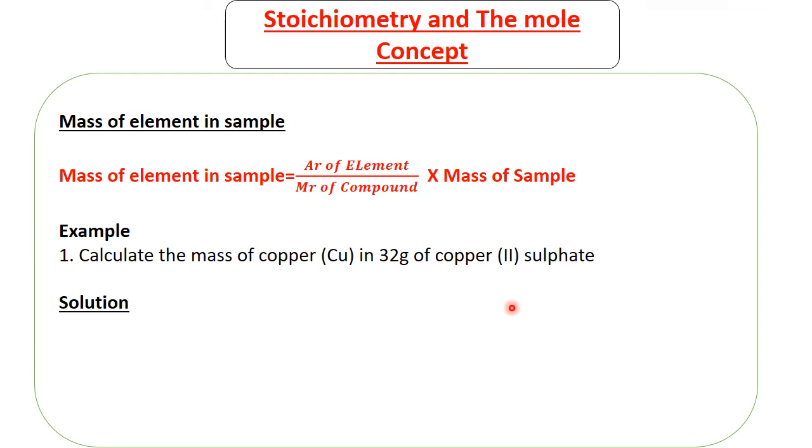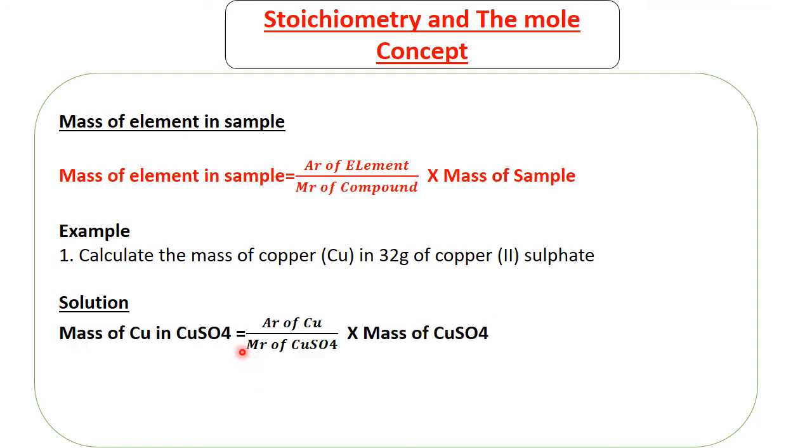So here's the solution. We just apply the formula. Mass of copper in copper 2 sulfate is equal to relative atomic mass of copper over relative molecular mass of copper 2 sulfate times mass of copper 2 sulfate. Relative atomic mass of copper is 64, divided by relative molecular mass of copper 2 sulfate, which is copper 64 plus sulfur 32 plus 4 times oxygen, which is 16. When you add that, you're going to get 160. Times the mass that has been given, which is 32 grams. So when you solve this, you're going to get 12.8 grams as the mass of copper in 32 grams of copper 2 sulfate.